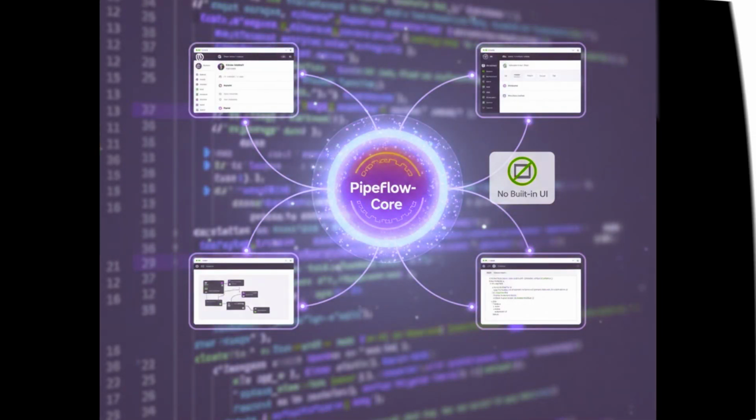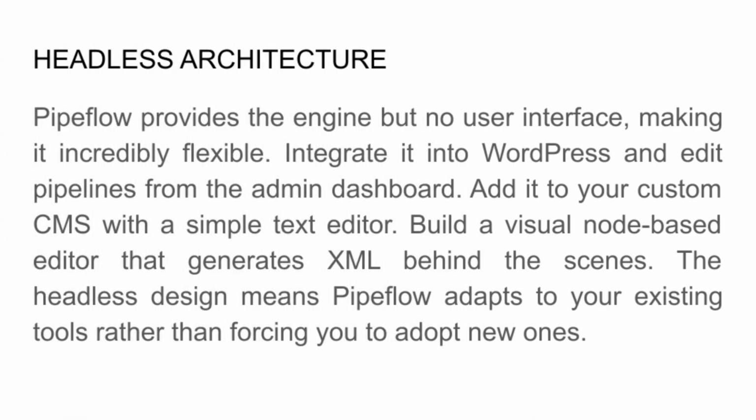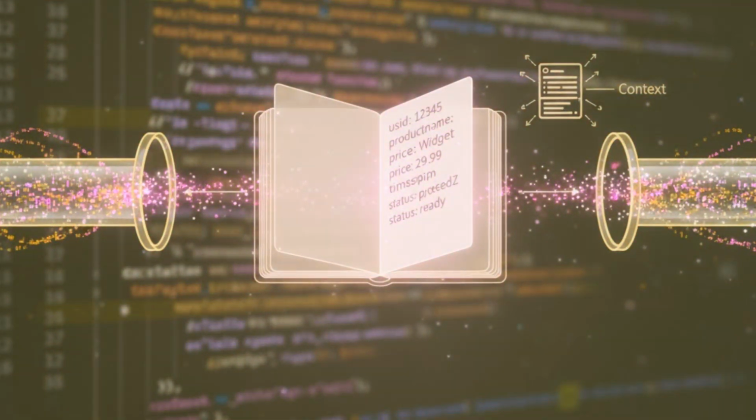The key insight here is that Pipeflow is headless. It doesn't come with a user interface. Instead, it's designed to be integrated into whatever system you're already using. If you're running WordPress, you can build a plugin that exposes Pipeflow and lets you edit pipelines from the WordPress admin. If you have a custom CMS, you can add a simple text editor where users can modify the XML. If you want to get fancy, you could even build a visual node-based editor that generates the XML behind the scenes.